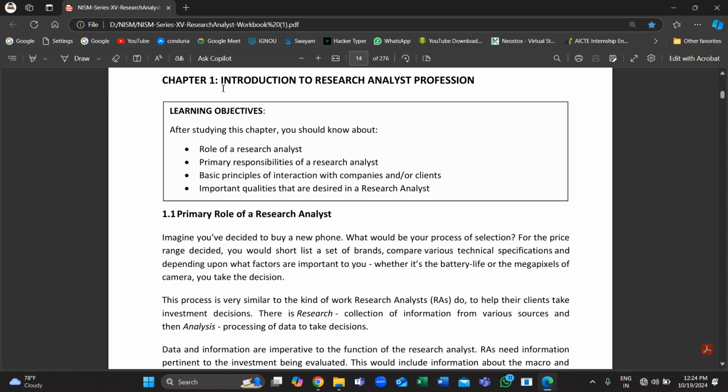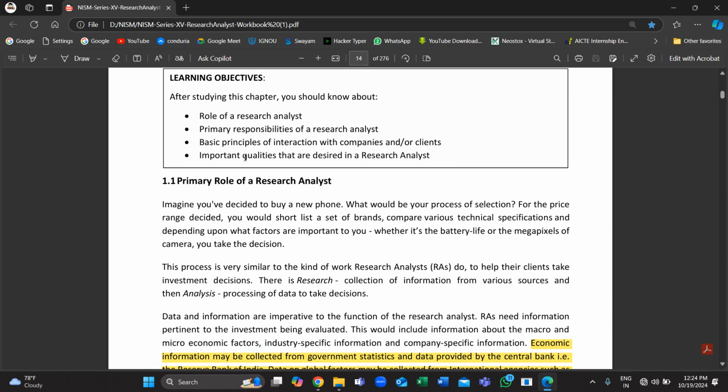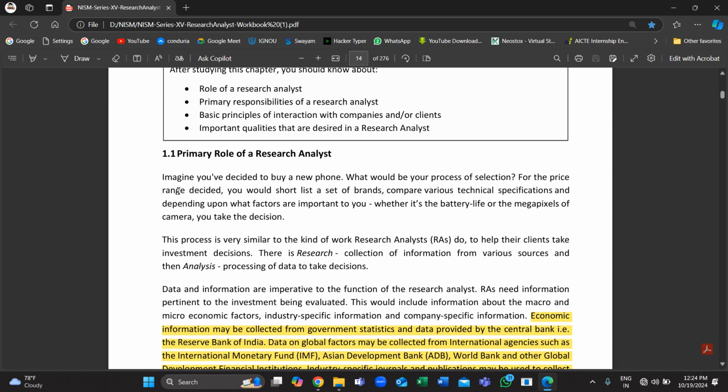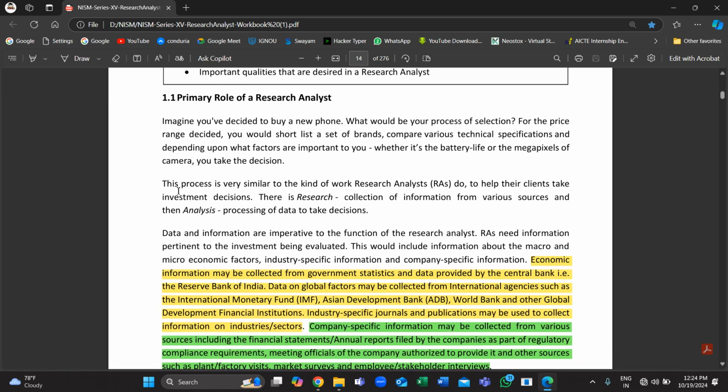So, introduction to the research analyst profession. We'll start with this chapter 1. These are the learning objectives you can see here. Now I will start with the primary role of a research analyst.